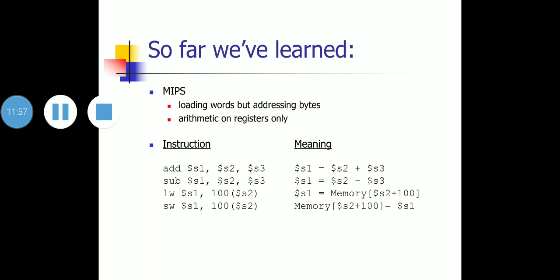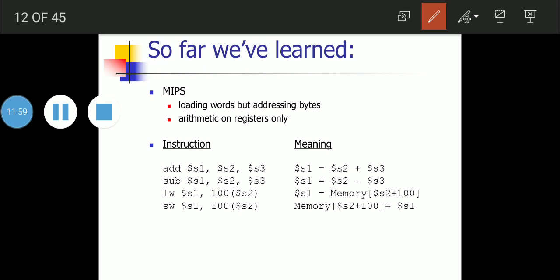So let us see what the instructions are and their meaning. If you want to add, MIPS has only 3 operands. In the add instruction, these two are source registers, and the contents of these two registers are added and put in the destination register, that is $S1. Similarly, $S2 and $S3 are the source registers, and the values need to be subtracted and placed in $S1.